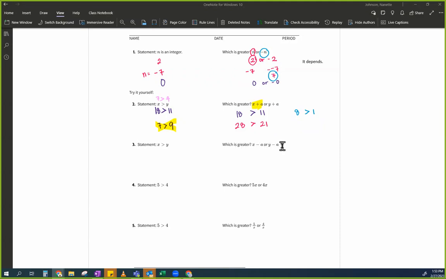Look at statement 3. X is greater than y, so same guy, same guy. But now we're subtracting. Everyone say ooh. Ooh. What do you think? X minus a or y minus a? X minus a or y minus a? Just guess. Based on our conversation that we just had. Vote.